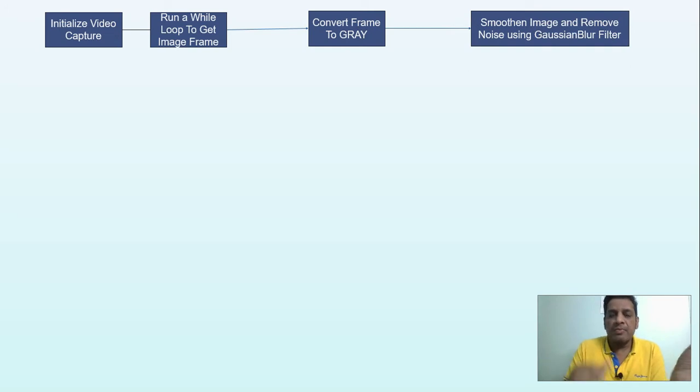Now when you pick the frame, there are times when it has noise, right? Noise can be there because of the environment conditions, or because of the camera which is taking the snap or the video. So the next thing we need to do is smoothen the image or remove such noise. How do we do that? We use different filters to remove noise, but in this case we are going to use Gaussian blur to remove the noise and smoothen the image.